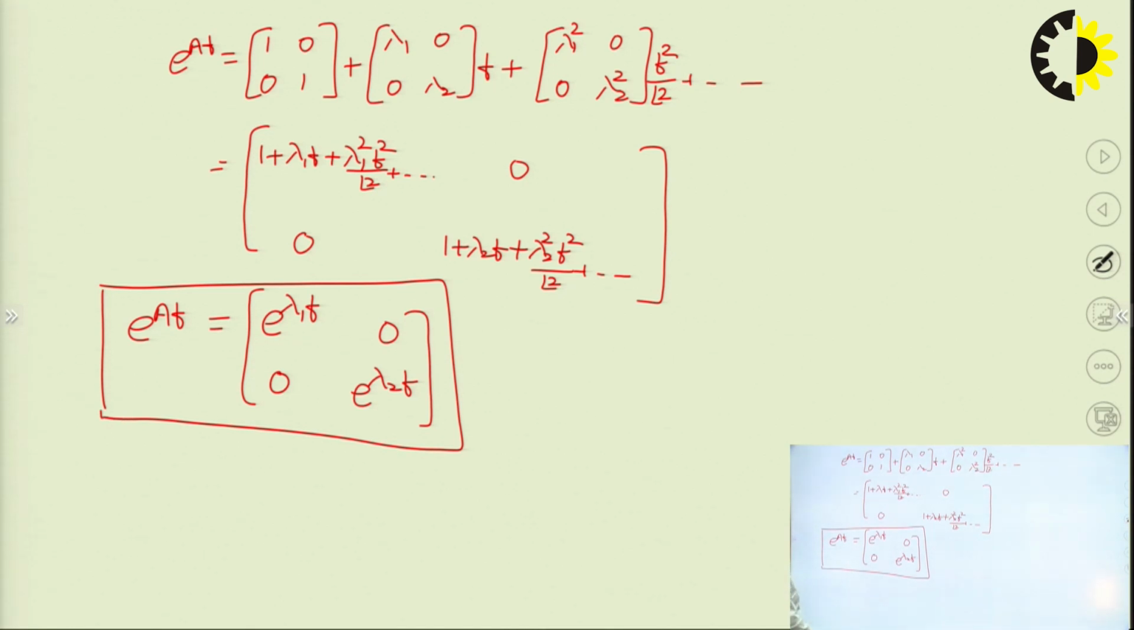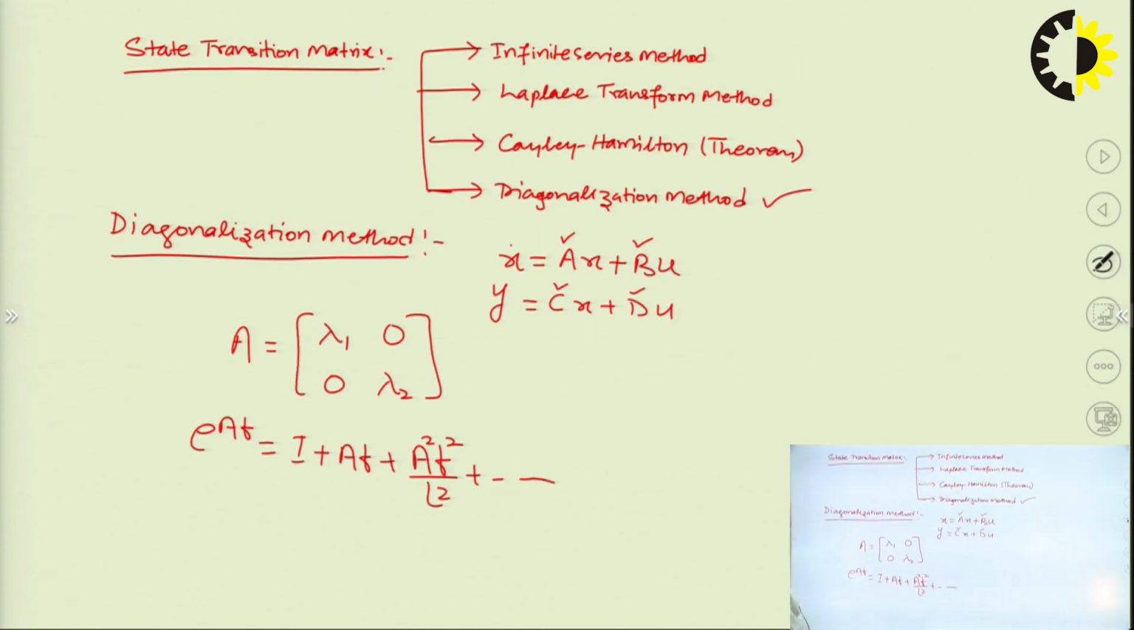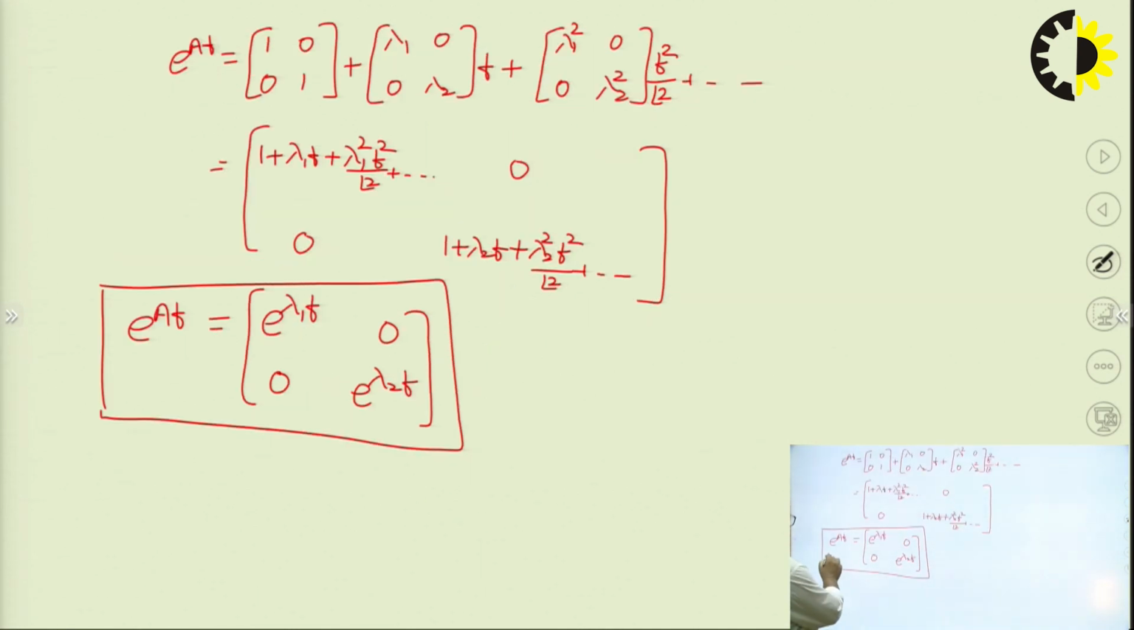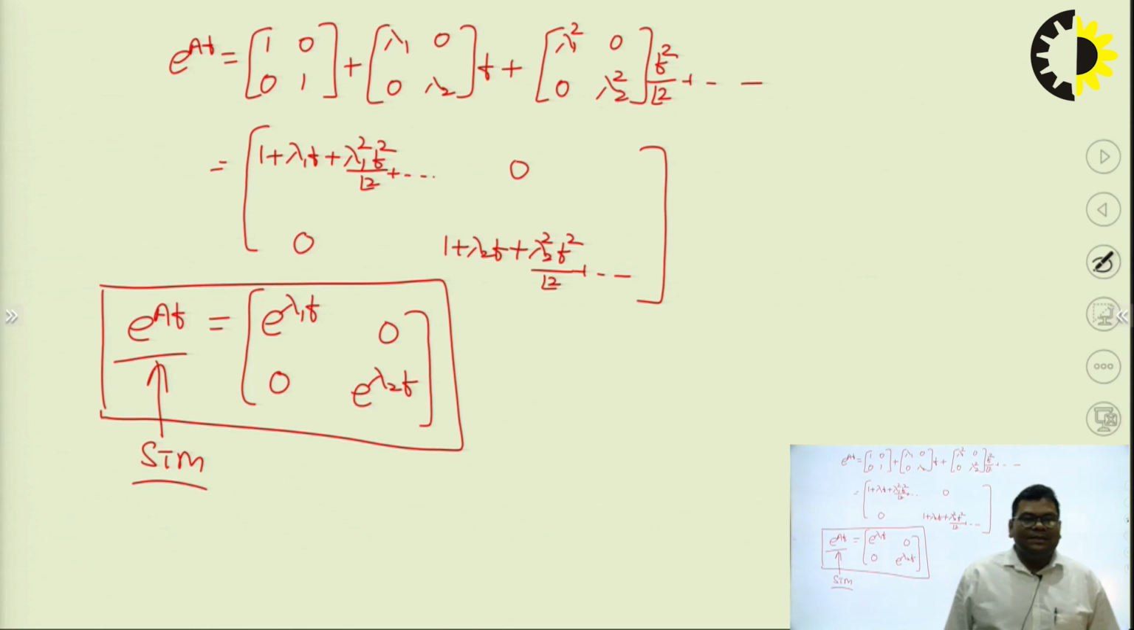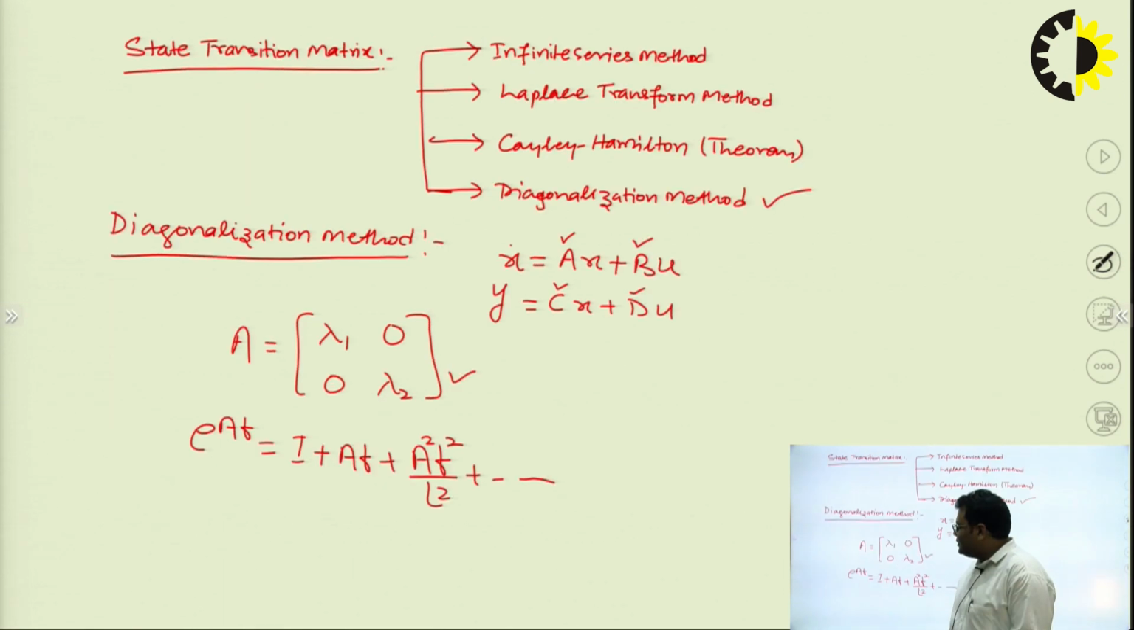So this is the simple method. If matrix A is given in the diagonal form, we can use this method and find e to the power At, that is the STM or state transition matrix. There is no problem in this, but the problem arises when matrix A is not in the diagonal form. If it is not a diagonal matrix, then how will we use the diagonalization method to calculate the state transition matrix? We will see it by an example.